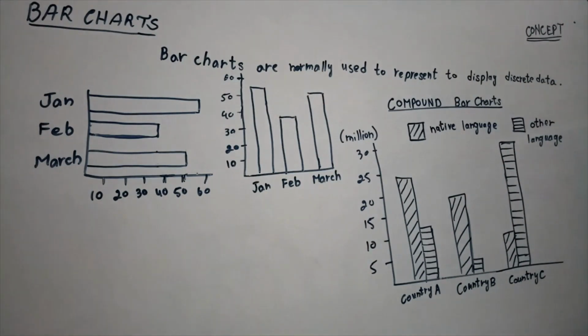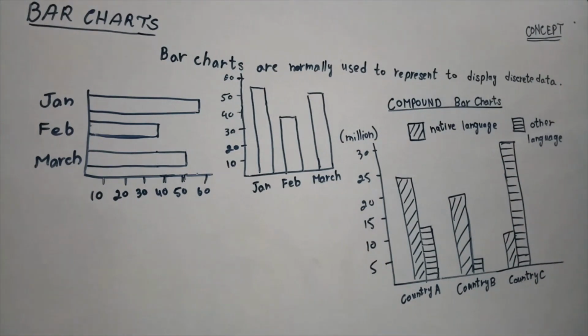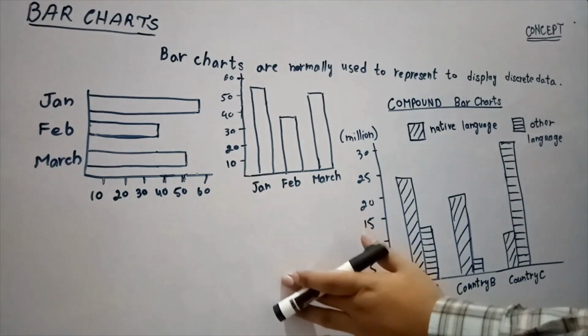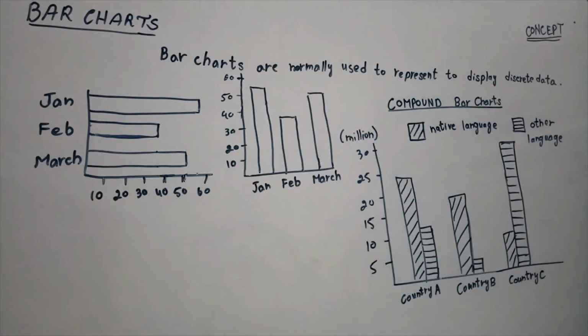We have seen different types of data representations. Bar charts are a type of data representation normally used to display discrete data. Here you can see we have bars, so that's why it is called a bar chart, or a bar graph.